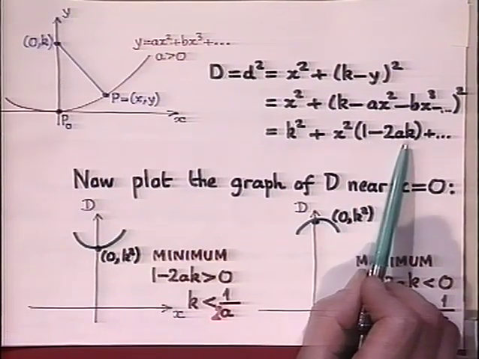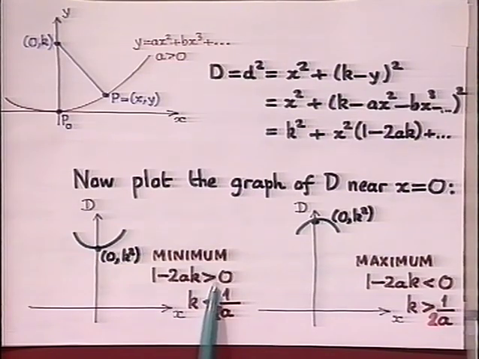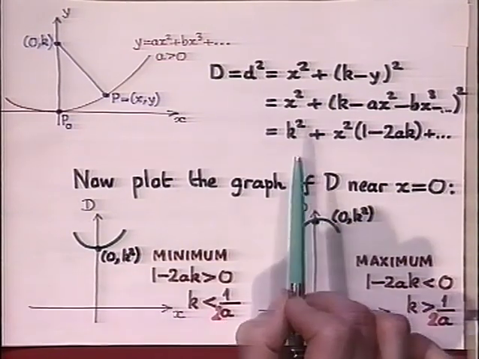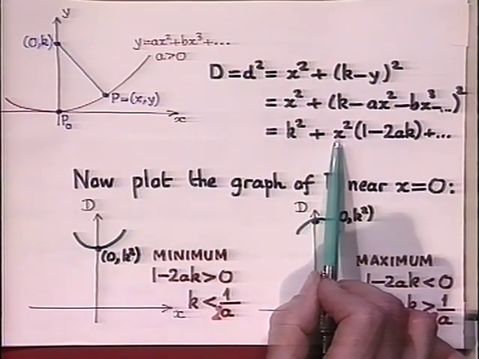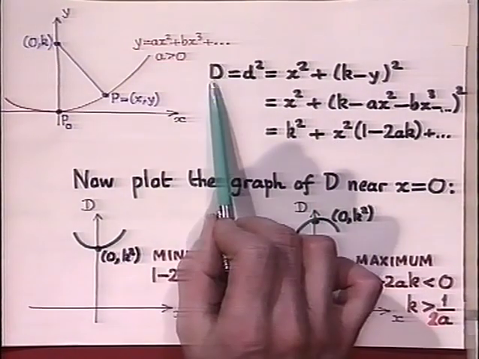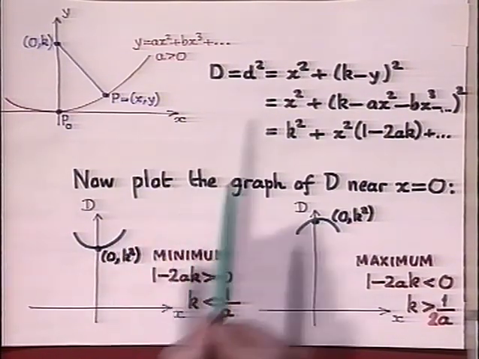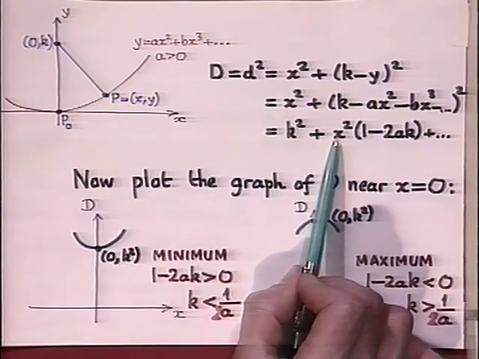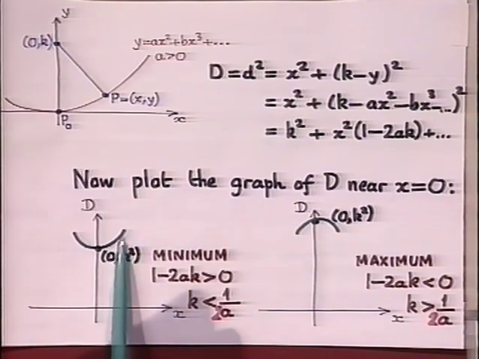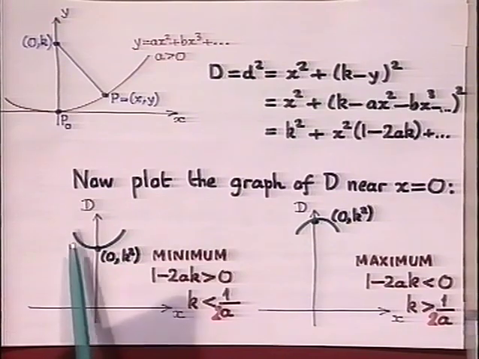If 1 minus 2ak is positive, that's the same thing as k less than 1 over 2a, then k squared plus a positive multiple of x squared looks like a minimum. That means that the function d has a minimum, like this. The graph of a function of constant plus a positive multiple of x squared is like this. Remember, this is the graph of the d function, the square of the distance.